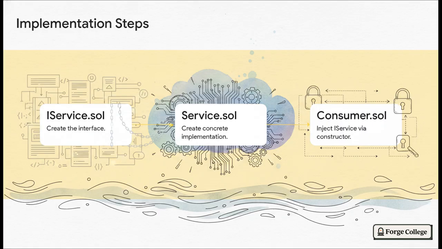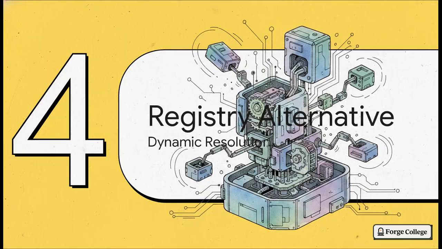And step 3, you create Consumer.sol. This consumer imports the interface, and its constructor takes an address. It immediately wraps that address in the IService type. Boom. Just like that, the consumer can now call the service without knowing a single thing about its actual underlying code. All right, Section 4, the registry alternative, focusing on dynamic resolution.